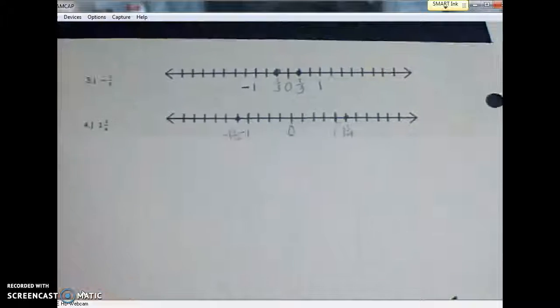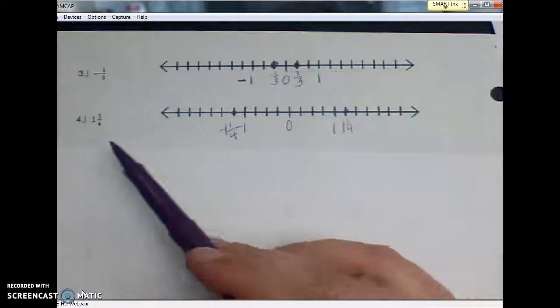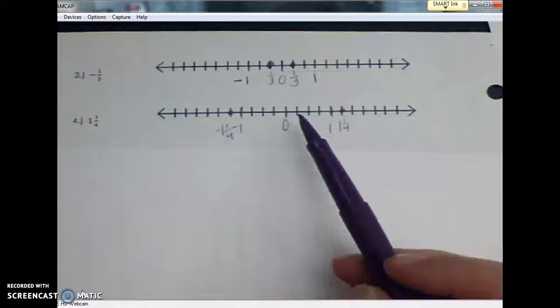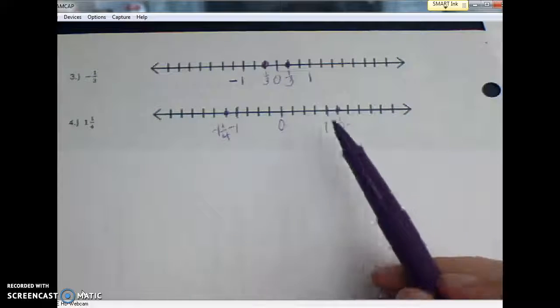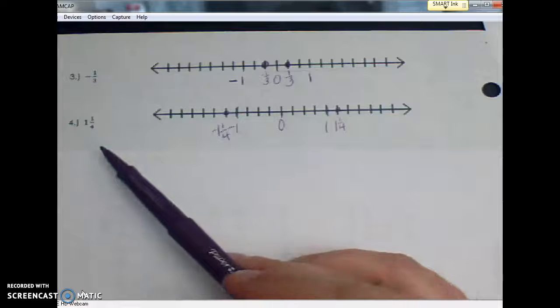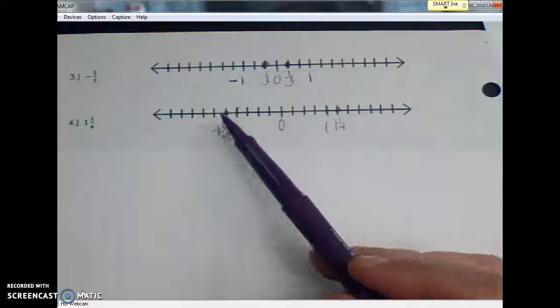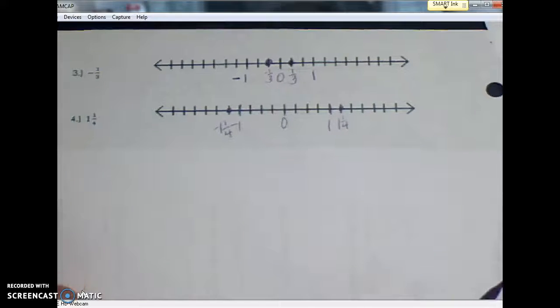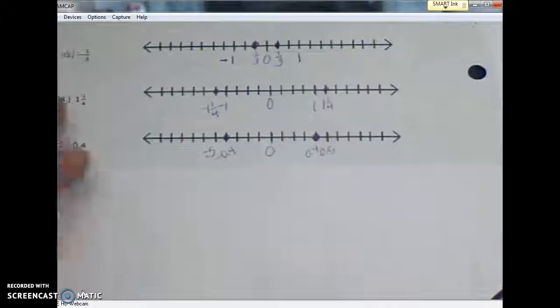Moving down to the next one, I have 1 and 1/4. So I have to count by fourths. Since I have to graph both the positive and the negative, I'm going to count 1/4, 2/4, 3/4, 4/4. There's 1 whole, so 1 and 1/4 is right after that. And then when I count to -1 and 1/4, I have to break it up to -1, and then the next one is -1 and 1/4. Make sure that you're counting in equal increments by the denominator.